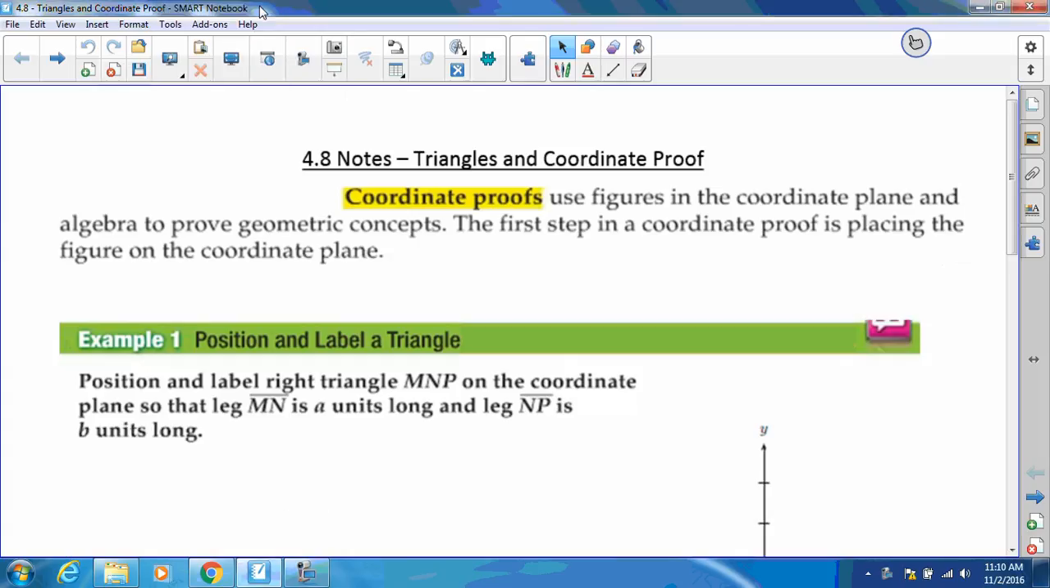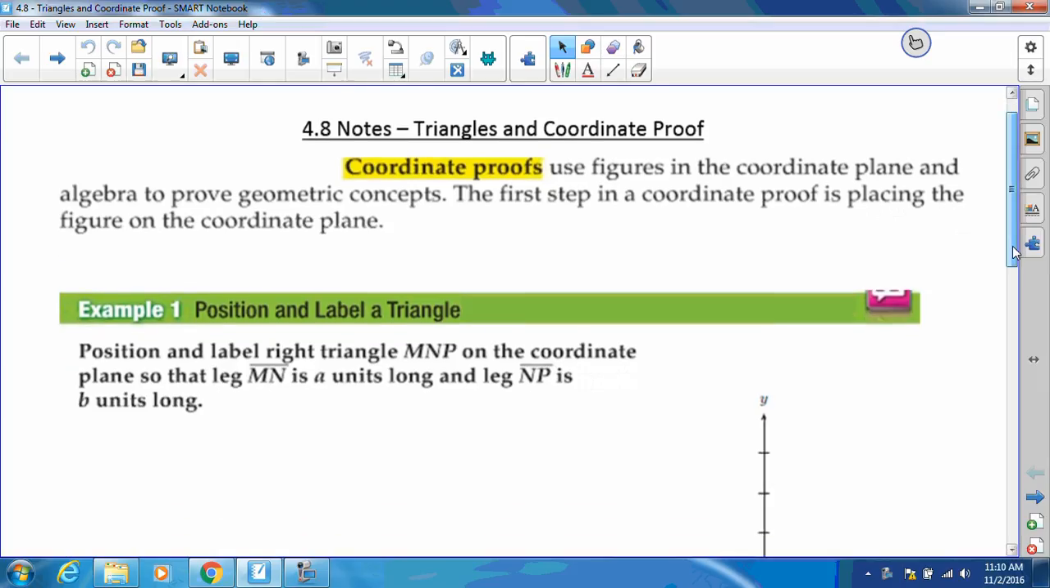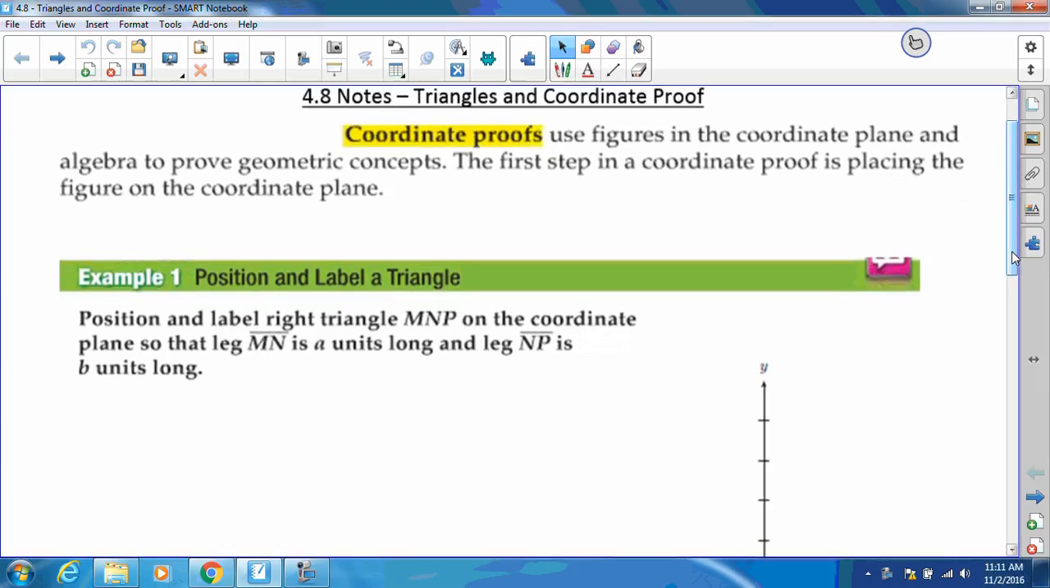Today we're going to finish chapter 4 with triangles and coordinate proofs. A coordinate proof is where you use figures in the coordinate plane and some algebra to prove geometric concepts. The first step to be able to do this is placing the figure on the coordinate plane.